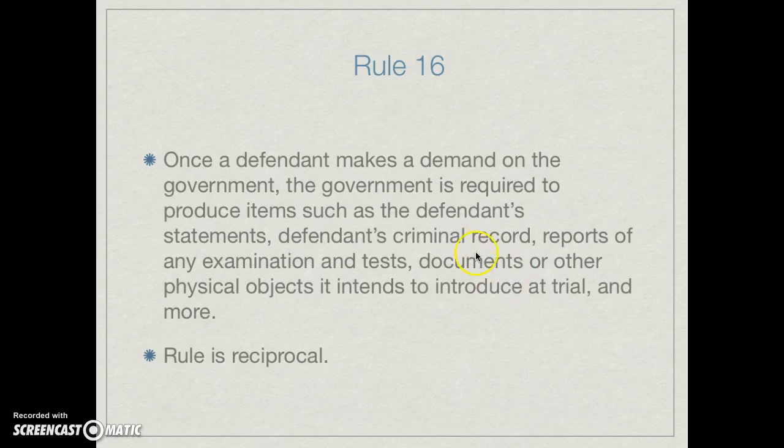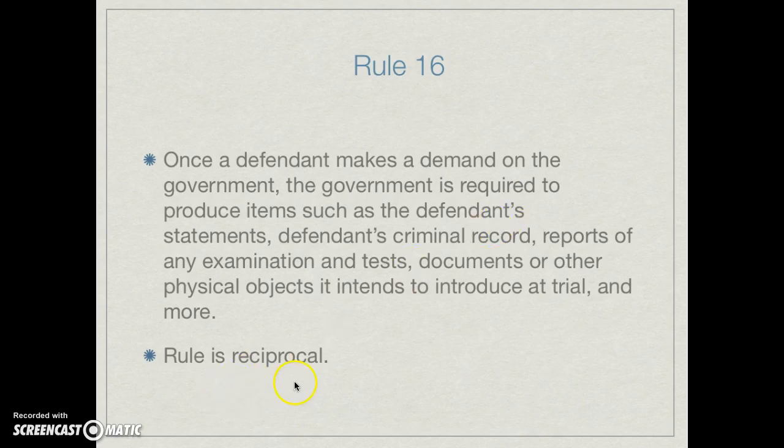So again, once a defendant makes a demand, the government is required to produce the items. In our case, the prosecutor wants to delay discovery until after the continuance, and you can decide for yourself whether or not he violates the rule. I think it's pretty clear that once a demand has been made, you have to provide that information. You can't hold it as a bargaining chip, which he appears to be doing in this case.